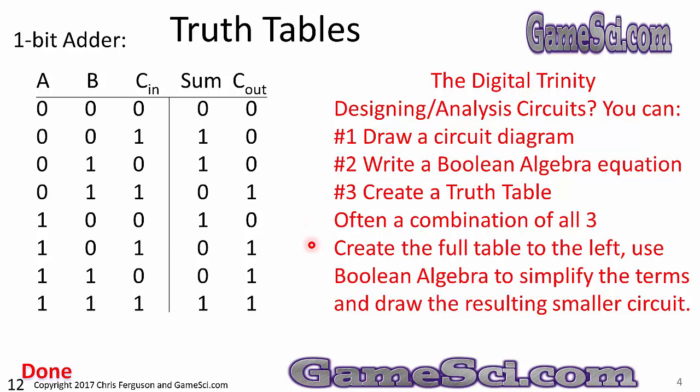Create the full truth table to the left, use Boolean algebra to simplify the terms, then draw the resulting smaller circuit. This is the full circuit we've been looking at. For these three possible inputs, this is what I want to output for the sum. This is what I want to output for the carry. I'll build this truth table. I will reduce the circuits using Boolean algebra and draw the resulting circuit, which tells me the logic gates I need to build to create a 1-bit adder.